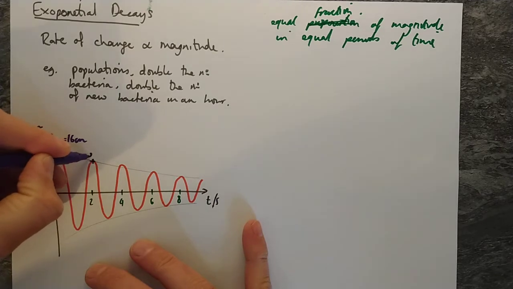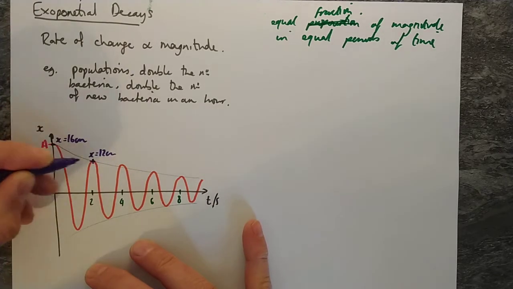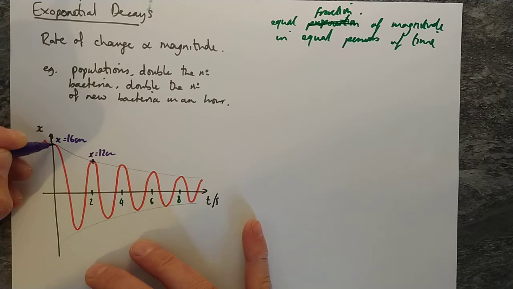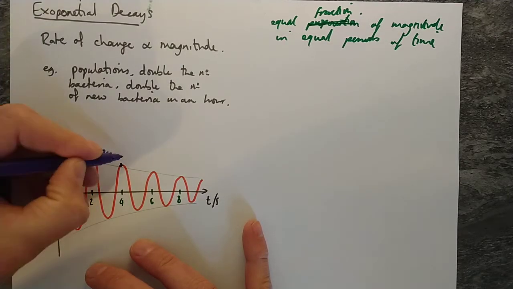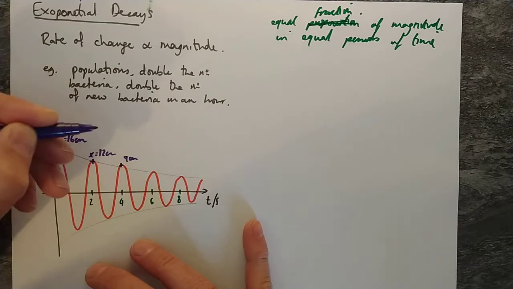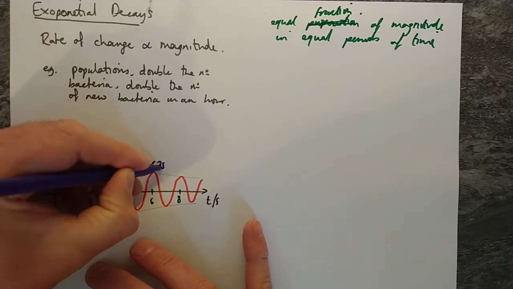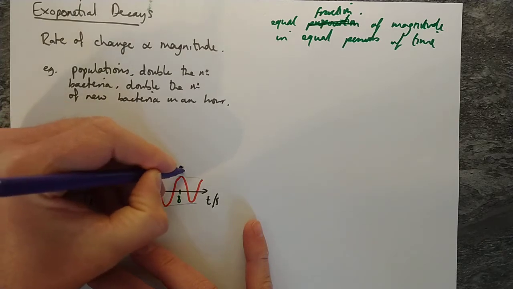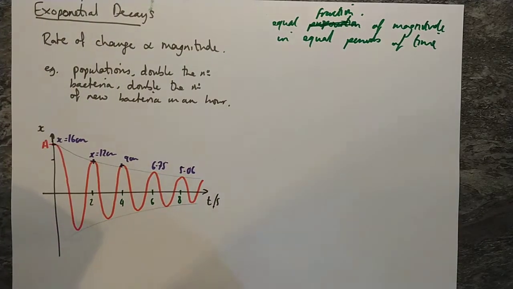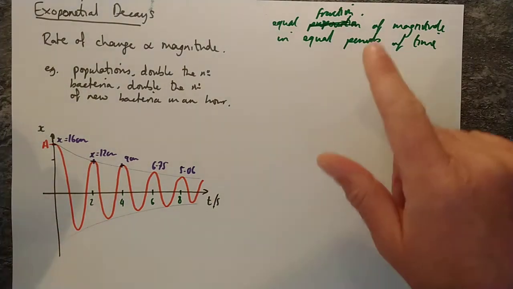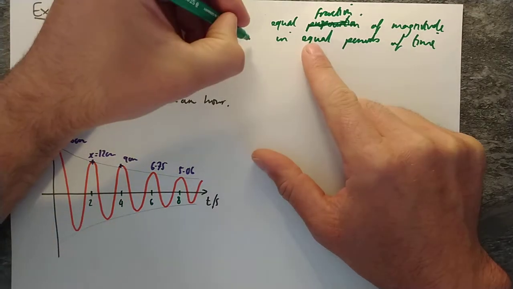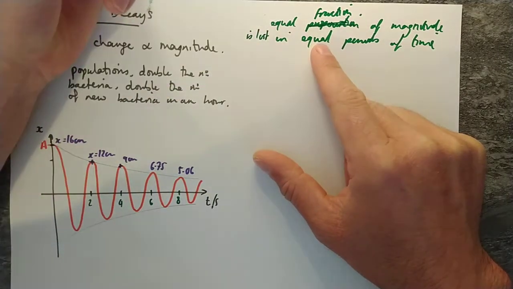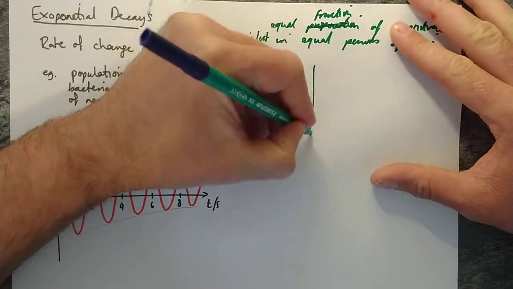x here is equal to 12 centimetres, so I would just be reading this off the x-axis. That would be 16, that would be 12, that would be 9 centimetres, that 6.75 centimetres, and this one here 5.06. Now you might think, why have I chosen those weird numbers, but hopefully that comes up in a sec. Okay, so we want to show that an equal fraction of the magnitude is lost in equal periods of time. So I'm just going to do a table here.